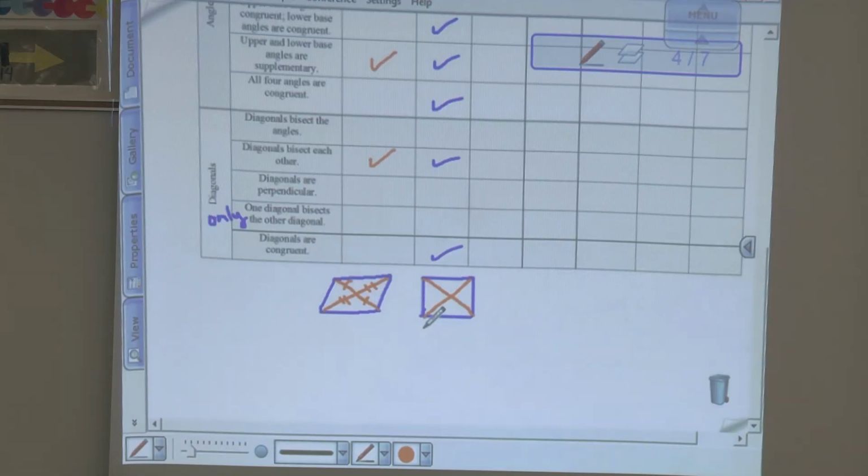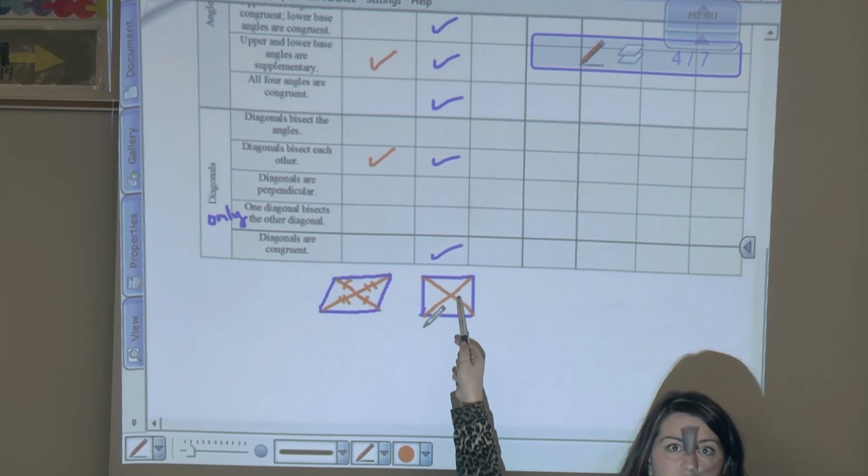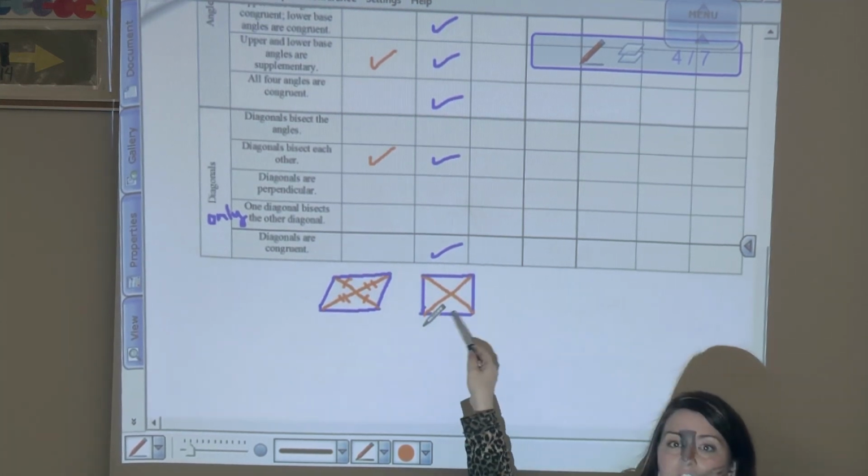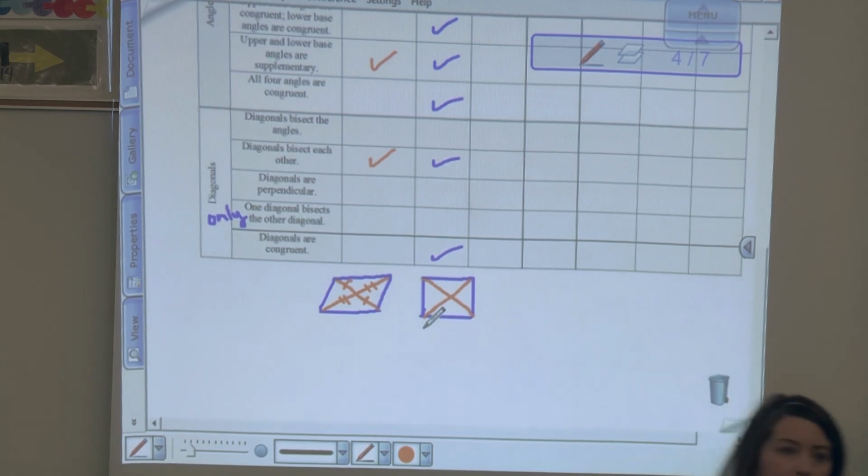So how would the markings look different? Don't shout it out. Please talk with your group about 10 seconds. How would the markings of this look different than that? They're all going to be the same.